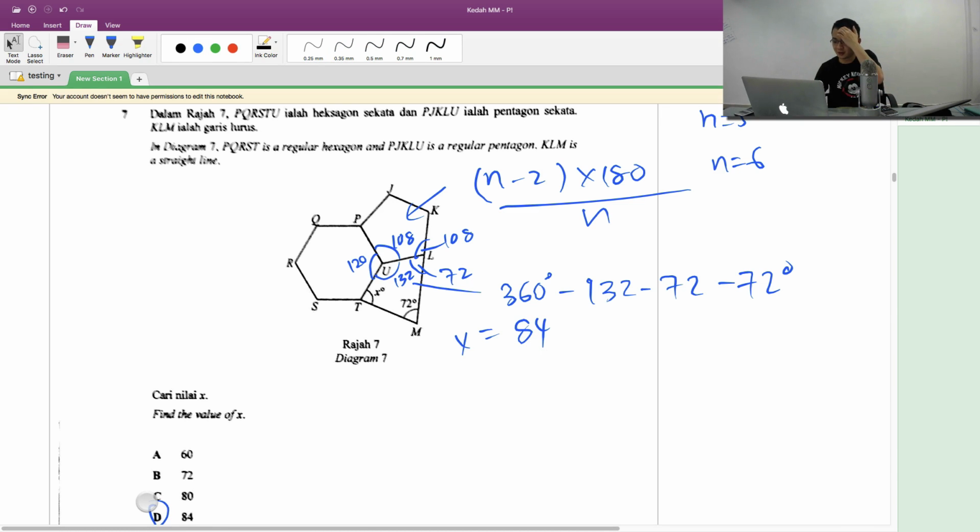Alright, why angle L is 72? Because that one is a straight line. If this one is straight line, the other side is 108. You know the other side is 72, isn't it? It's a straight line. I hope I do answer you, Rania.